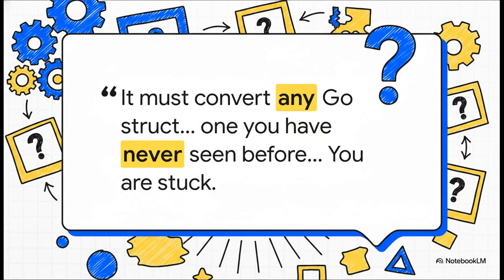So picture this. You've got a task. You have to write a function that can handle any data structure. And I mean any, not just the ones you know about right now, but any struct that a user of your library might dream up tomorrow. You are stuck. How do you even begin to solve a problem like that?